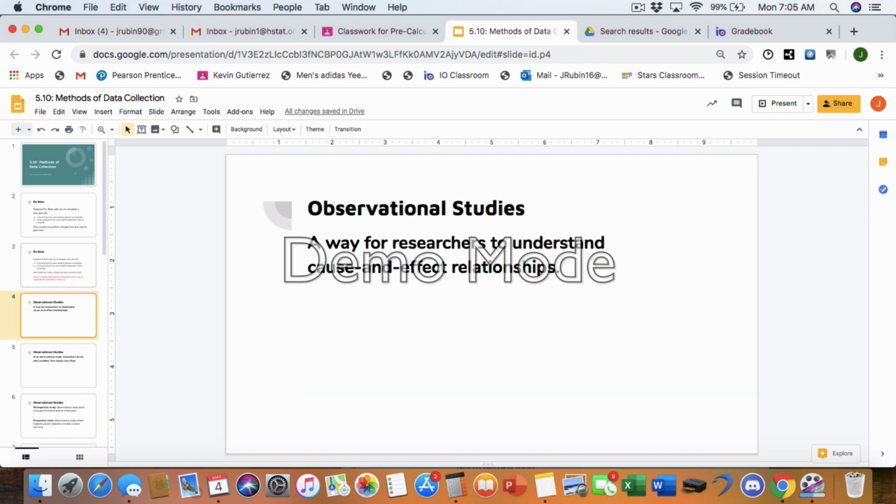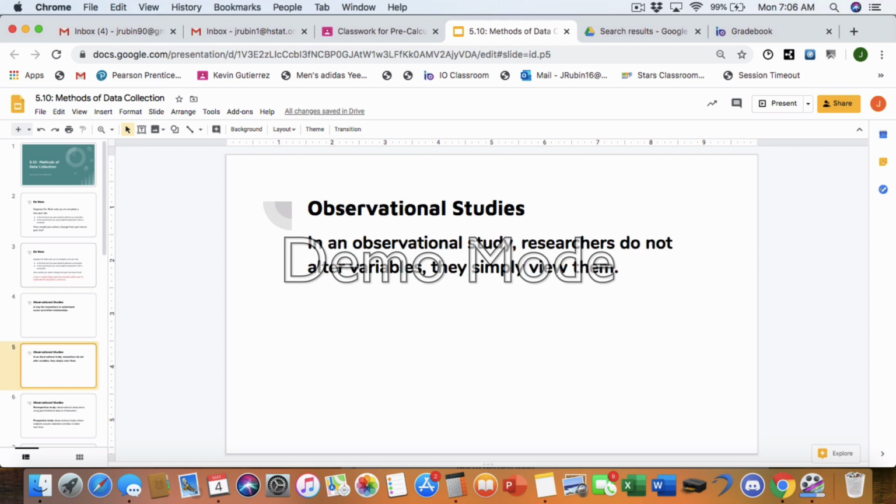All right, so now let's talk about these two things. What we're talking about today is observational studies and experiments. So, an observational study is a way for researchers to understand cause and effect relationships. So the big difference between what we previously did and what we're doing in the next few days is survey data is more like people's opinions on topics and things. Also, sampling could be used as a way to draw the samples for an observational study and experiment. This is much more about the data collection than it is about the sample collection, if that makes sense.